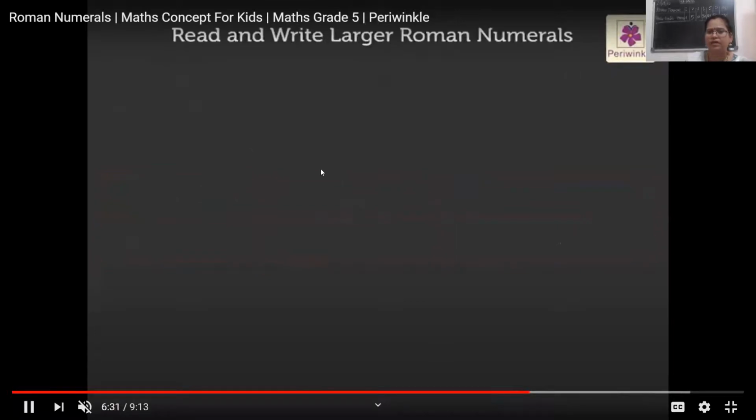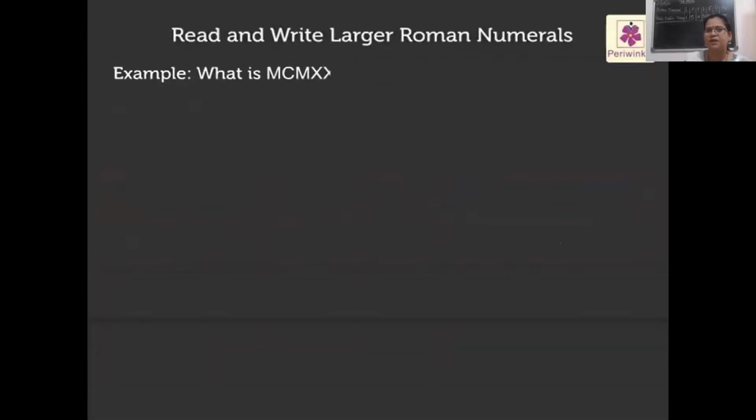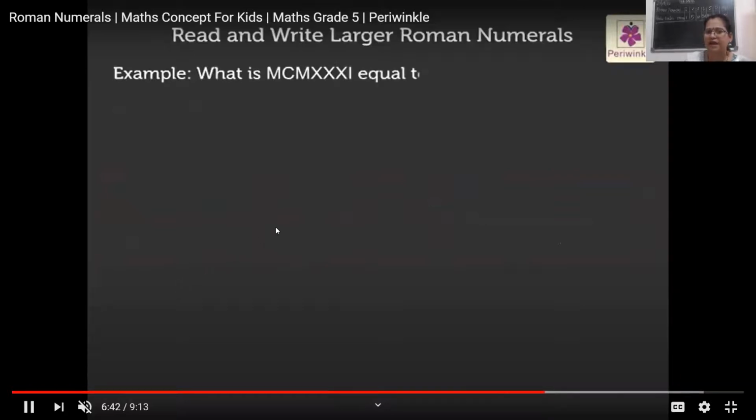Read and write down the Roman numerals. Example. What does MCMXXXI stand for? Let us find out. We all know that M stands for 1000, C stands for 100, and X stands for 10. You already know the value of I as 1. So this is how we have to add them. M plus CM. C is smaller than M, so it will get subtracted. So we will write down the value of it. Here we will write 1000.